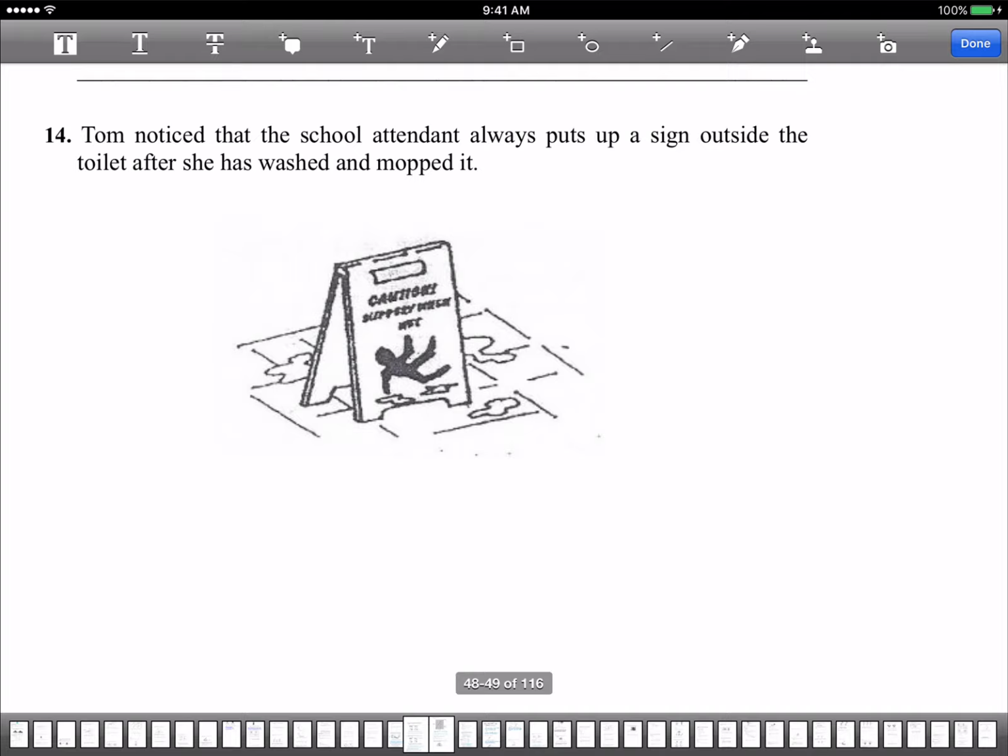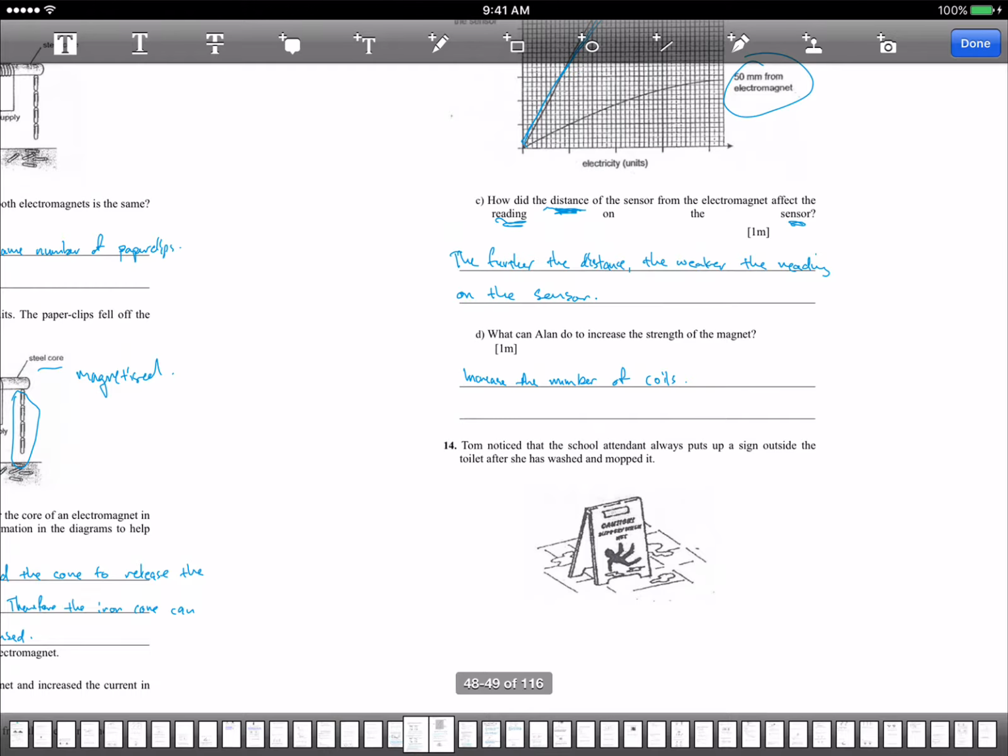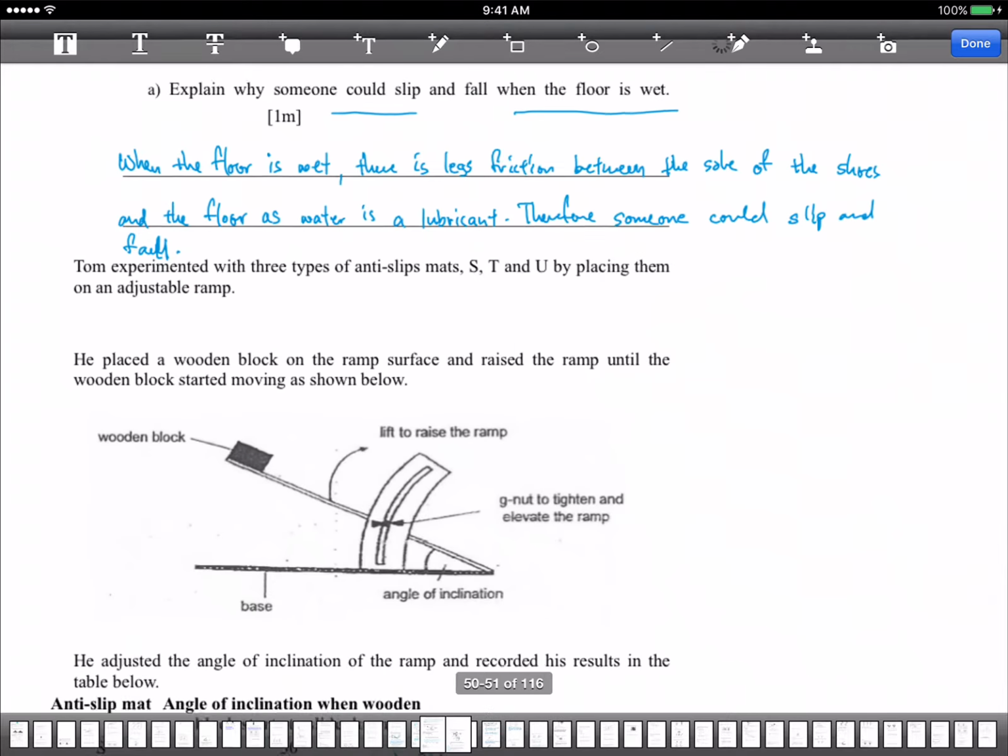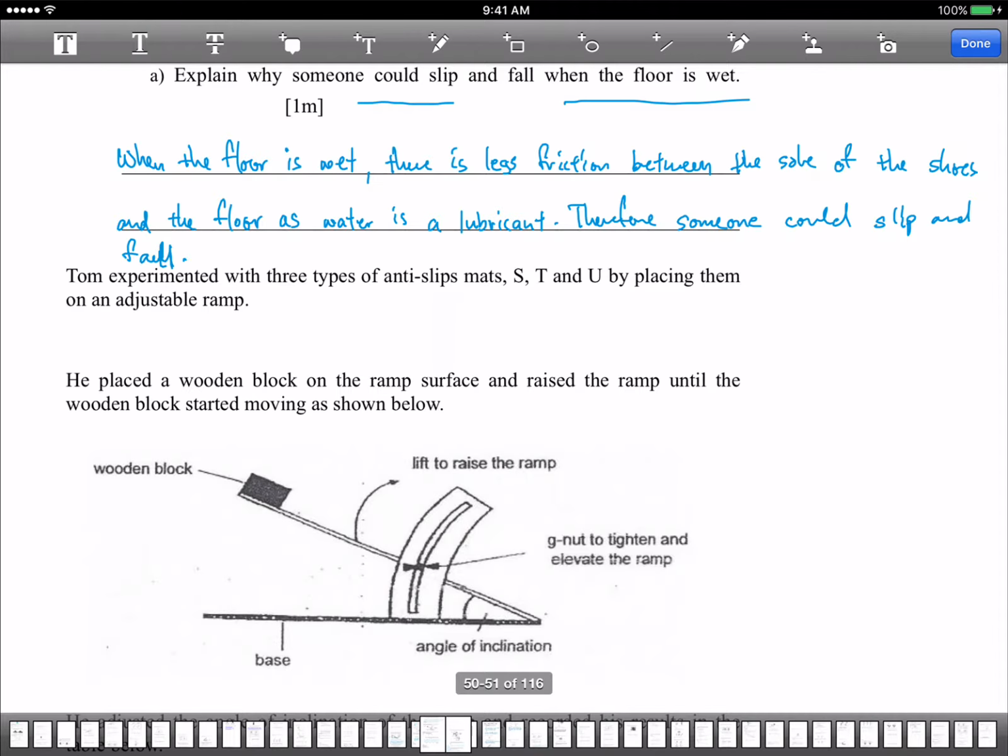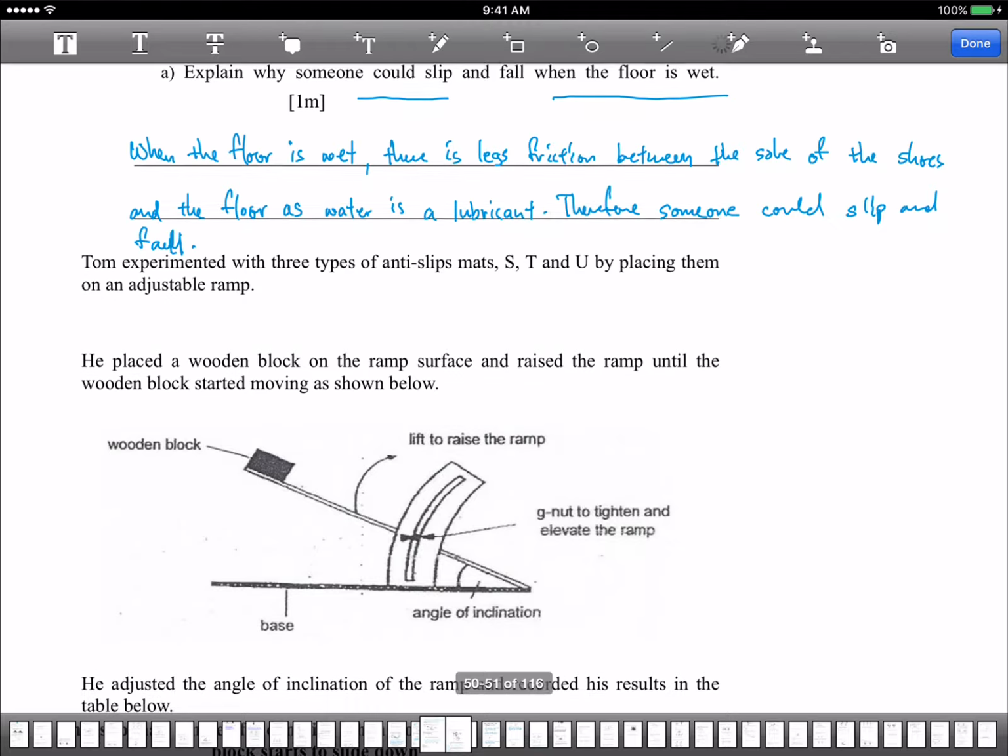So you're just trying to say that the water reduces friction, right? Correct. Answer here: when the floor is wet, there is less friction between the sole of the shoes and the floor as the water is a lubricant. So therefore, someone could slip and fall. So what's the key thing here? The key thing is this: less friction.